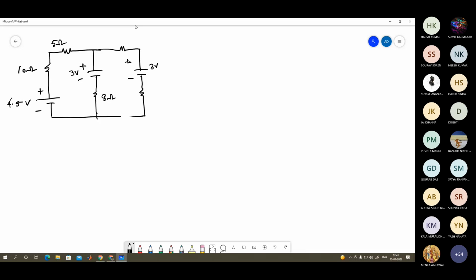We are told that we have to find out the current through this 20 ohm resistor using Norton theorem. What is your I20? That is the question.